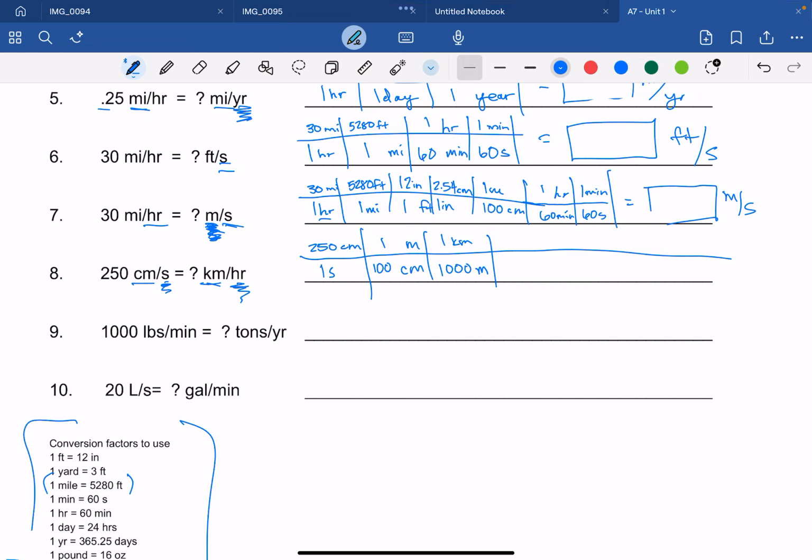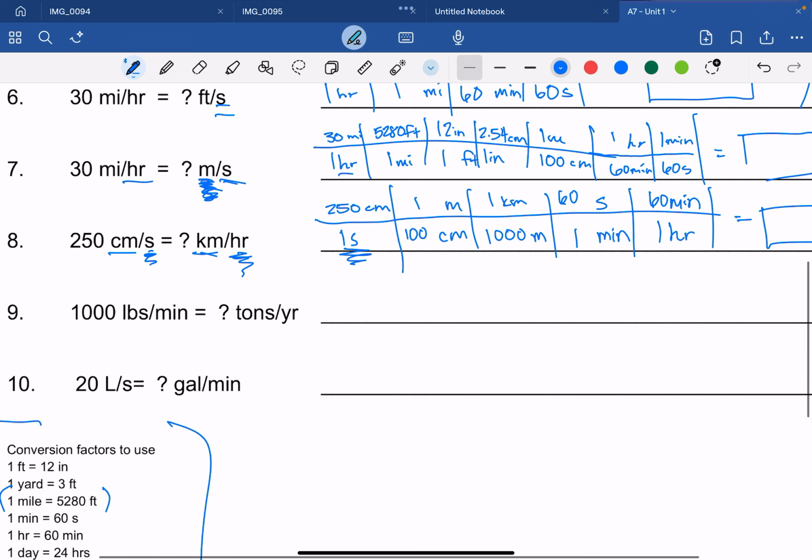All right, now we got to get our seconds to hours. Since seconds start on the bottom at the beginning, you have to move that second unit to the top. And we want to get to hours. So do we know how many seconds are in an hour? Maybe, but we for sure know 60 seconds in 1 minute. And then you got 60 minutes in 1 hour. Okay, and we are where we need to be. So at this point, you can plug it into your calculator. And your answer would be in kilometers per hour.